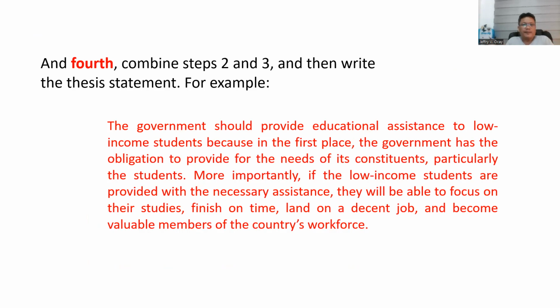It now reads, for example, the government should provide educational assistance to low-income students because, in the first place, the government has the obligation to provide for the needs of its constituents, particularly the students. More importantly, if the low-income students are provided with the necessary assistance, they will be able to focus on their studies, finish on time, land on a decent job, and become valuable members of the country's workforce.